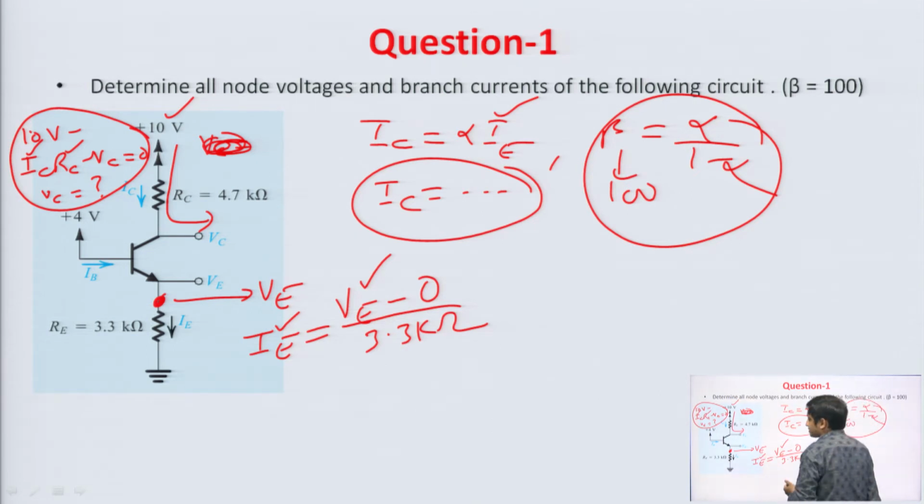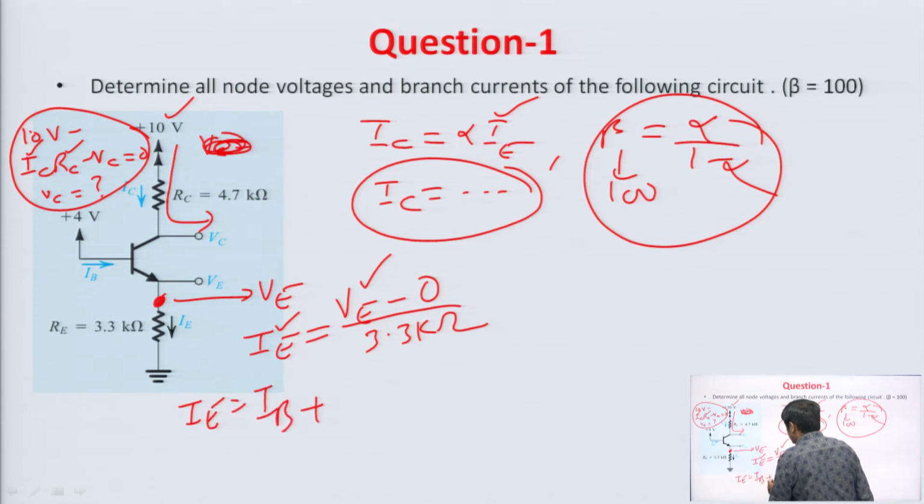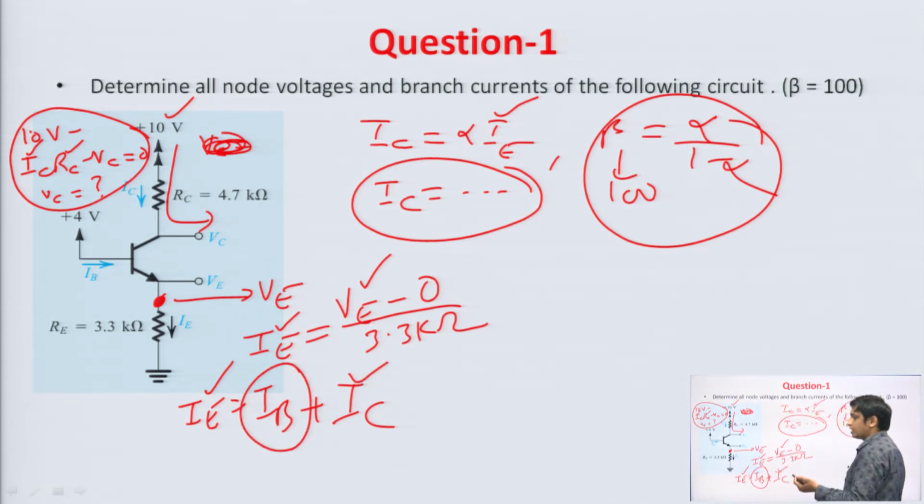Now, what is the base current? Base current you can calculate from this relation, emitter current is equal to base current plus collector current. So, emitter current we know, collector current we know, we can calculate the base current, or we can also calculate the base current with the help of IE and beta, that IB is equal to IE upon beta plus 1.